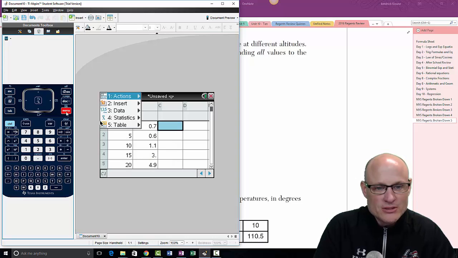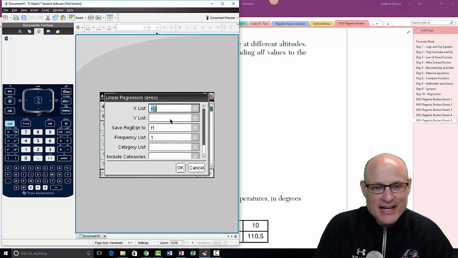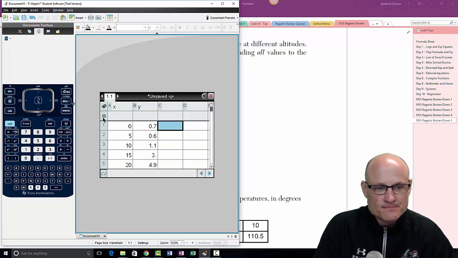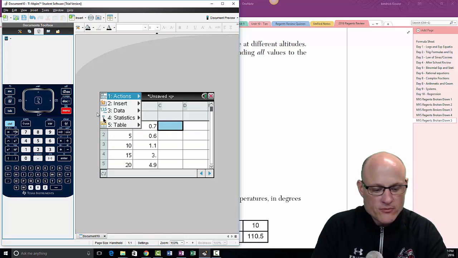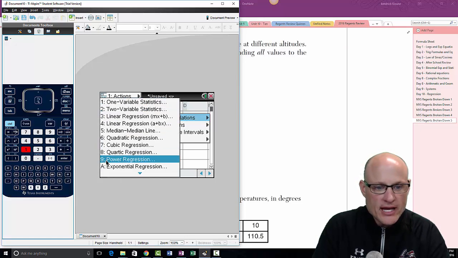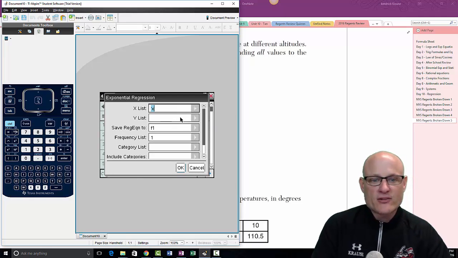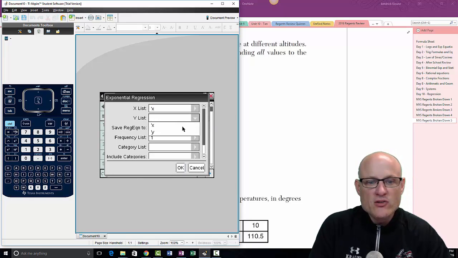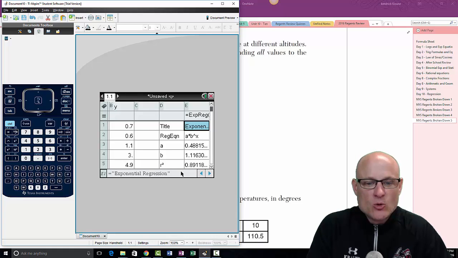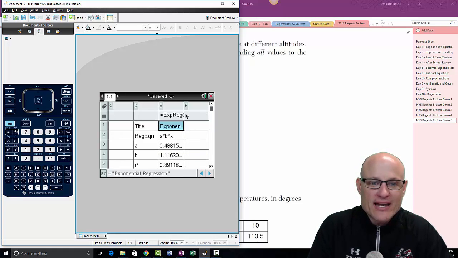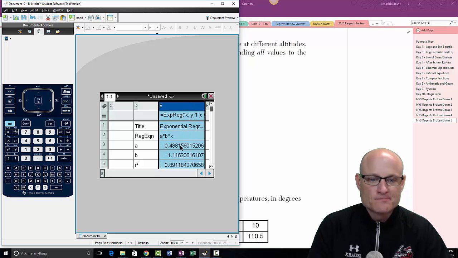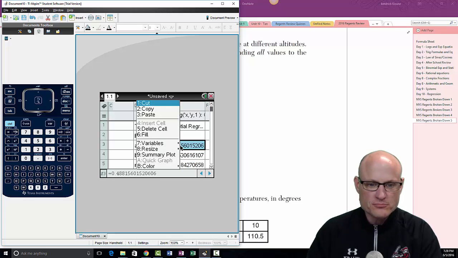So we go to menu, stats, stat calculations. I clicked on the wrong one. Menu, 4.1, an exponential regression, right? Isn't that what they want? One list is X, the other list is Y. Why do we have to do this, Mr. Krause? Now, you can always click and hold and drag it to the right.